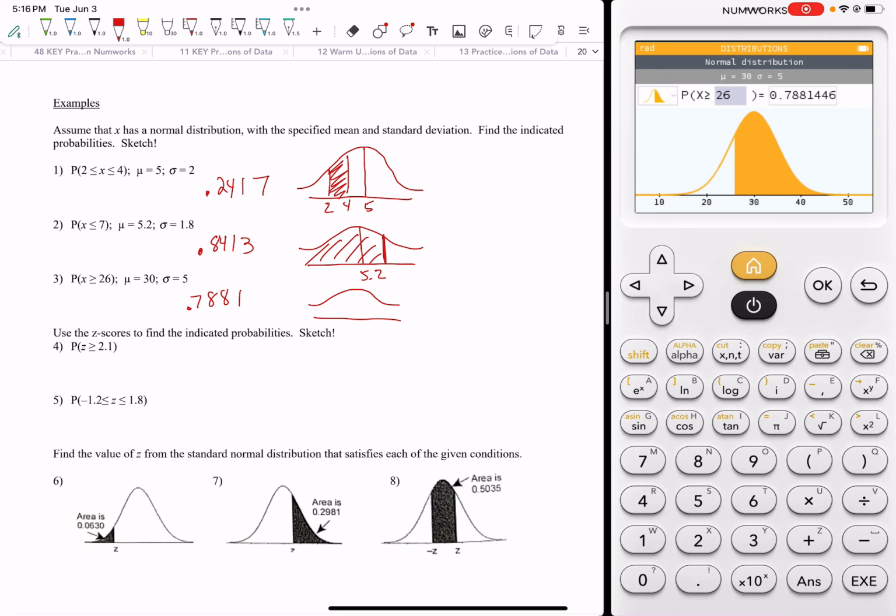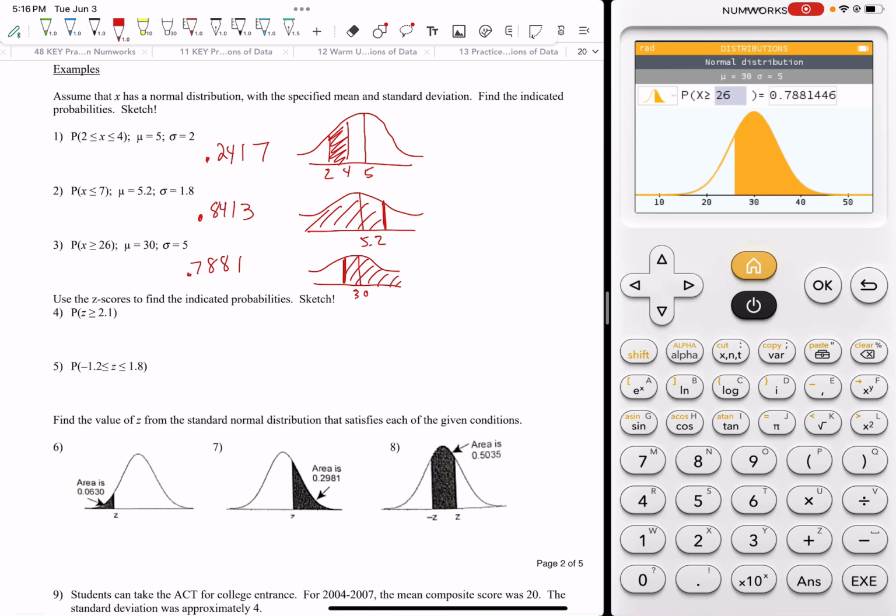Right, so our mean is 30. And remember, we wanted it to be greater than or equal to 26. So 26 is less than 30, and the shading is this side. Again, it should make sense: if you're going over more than half of the graph, then your probability is more than half. Okay? All right.